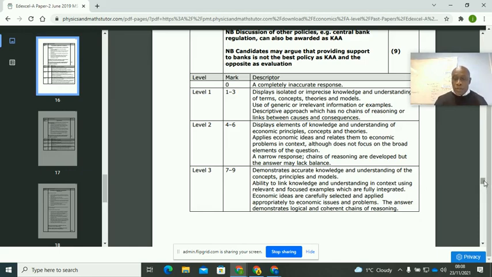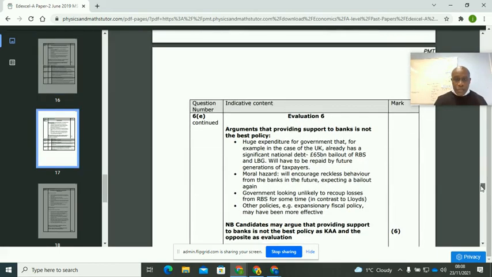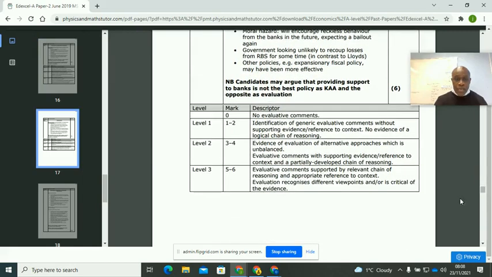Now, in terms of your evaluation, this is what evaluation is. Let's look at level 3, which is the highest level: evaluated comments supported by chain of reasoning and appropriate references to context. So again, you're evaluating your analysis point. But evaluation recognizes different viewpoints and/or is critical of the evidence.